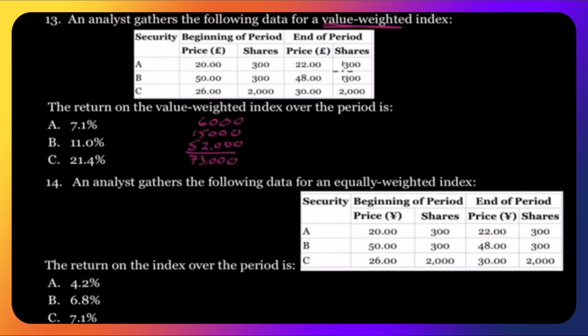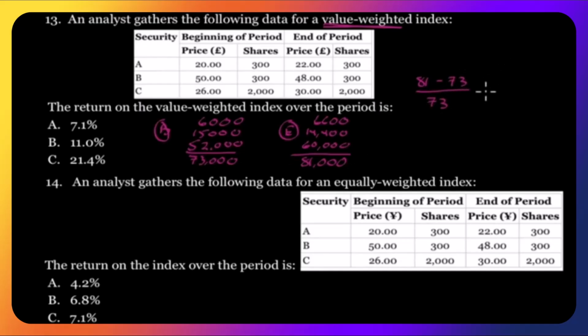Ending period, we have 22 times 300, that gives us 6,600. 48 times 300 gives us 14,400. And 30 times 2,000 gives us 60,000. So if we add all that up, we'll get to 81,000. This is beginning, this is ending, that is all we need. Ending period minus beginning period, I'm just dropping all the zeros now, divided by beginning period will give us 10.96%. 10.96, we have an 11, I'll take the 11, call it close enough.